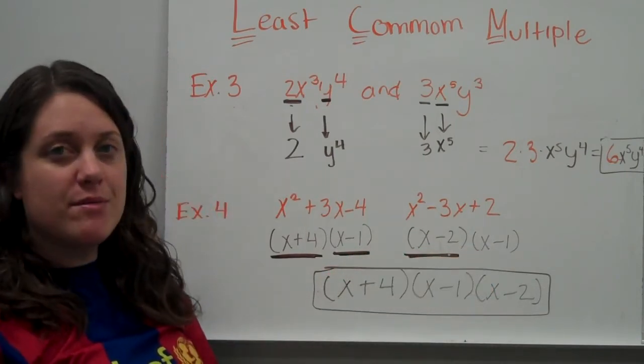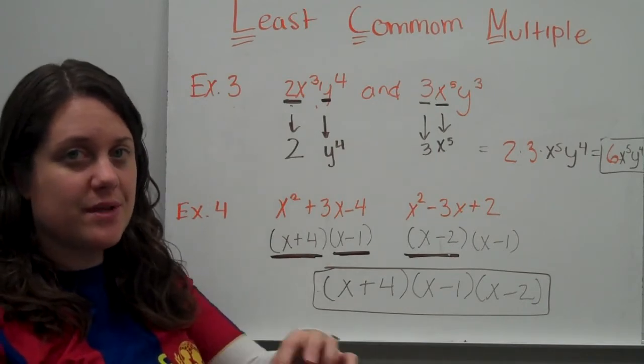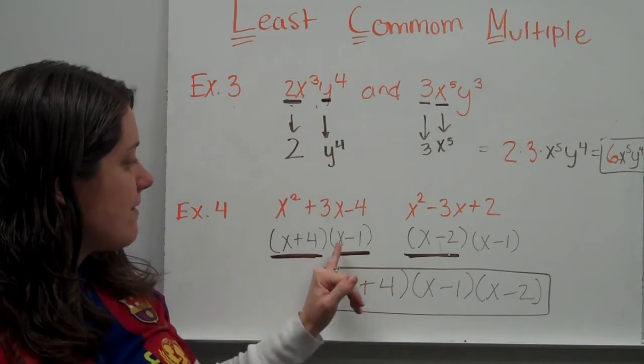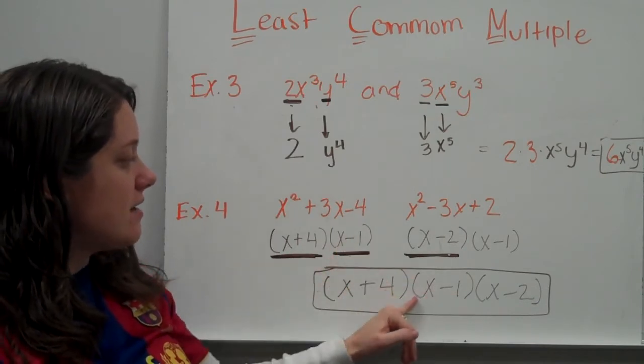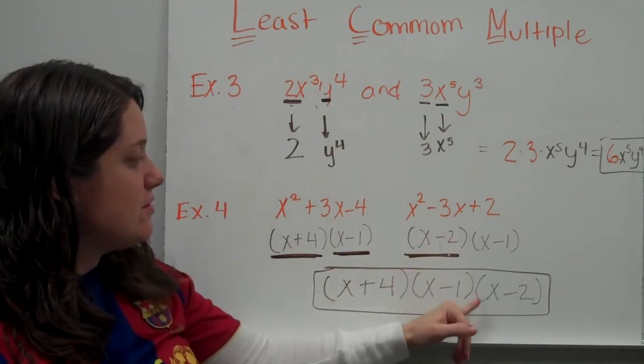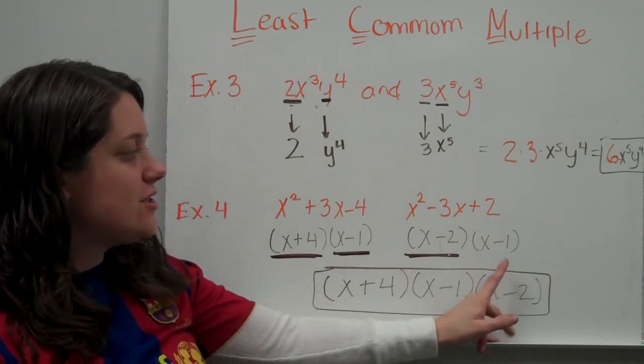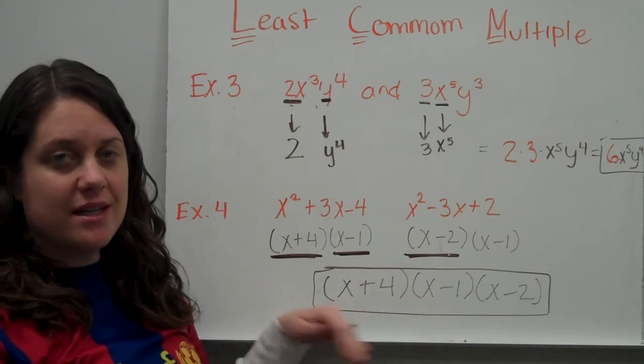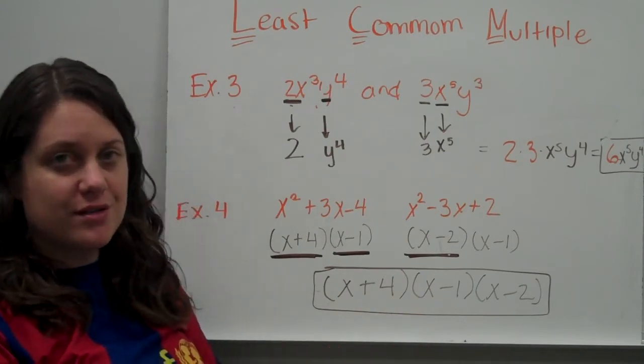So if I need the least common multiple, I need to take each time something occurs. So I have x plus 4 right here. I have x minus 1, and I write it here. And then I have x minus 2, and I write it here. But I don't need this one because it's already there. So I have to take like each time something occurs.